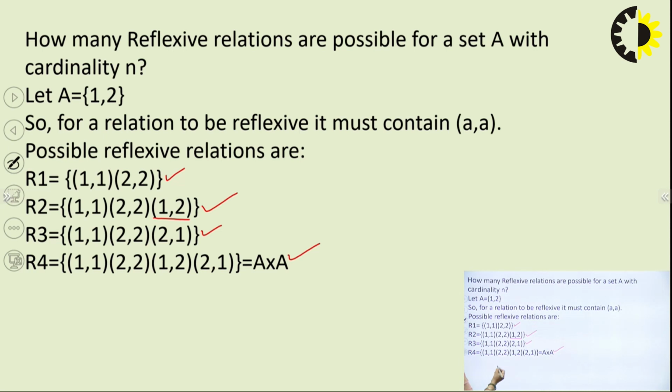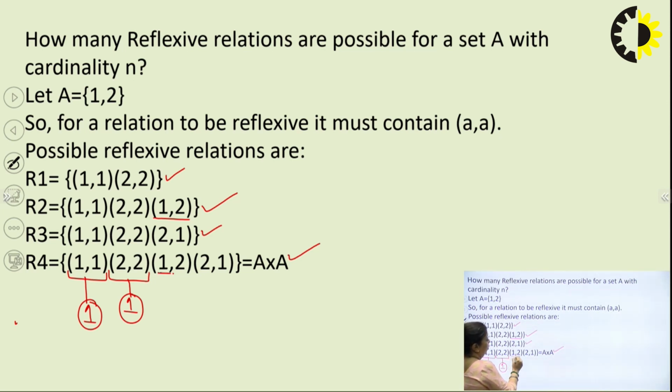Now if I see this A cross A, for this particular element 1, 1, how many choices I have? I have only one choice, that is to include this element, otherwise I won't get a reflexive relation. Similarly, if I check with this element 2, 2, how many choices I have for this element? I have a single choice, that is to include this element, because if I will not include this element, my relation will not be reflexive.